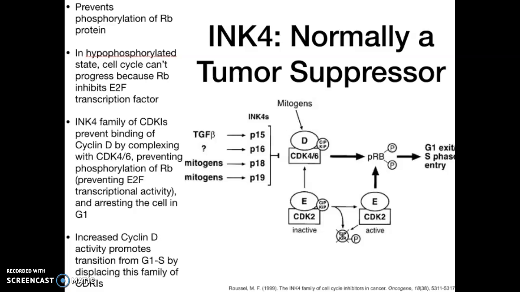But P15 and P16 are constant throughout the cell cycle, but are acted upon by TGF-beta to prevent cyclin D binding to CDK4 and 6. TGF-beta binds to its receptors and activates its intracellular pathway that involves binding of SMAD3 and 4, which activates cyclin-dependent kinase inhibitors P15 and P16. For P18 and P19, this response is induced by mutagens instead of TGF-beta, but in either case, this family of proteins binds and inhibits CDK4 and 6 activity.